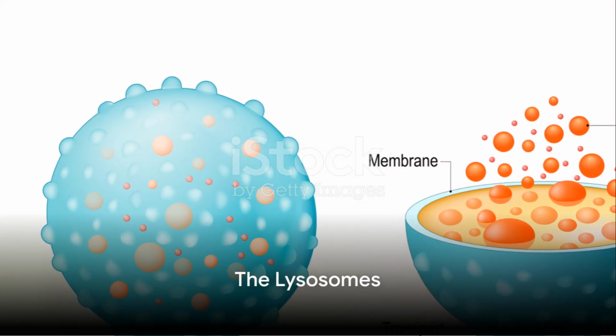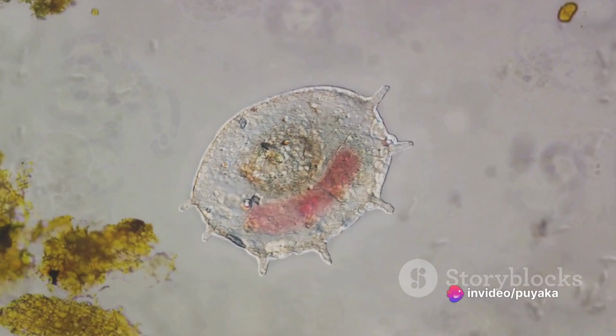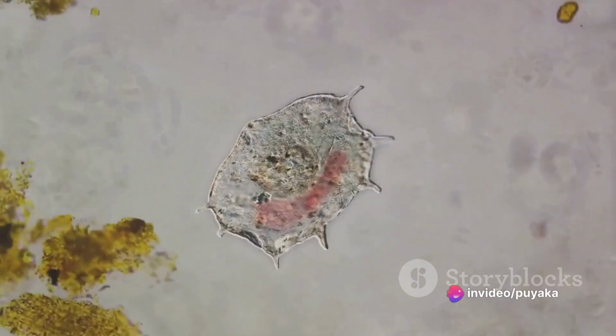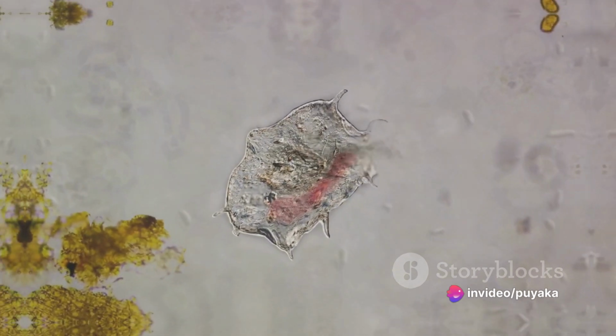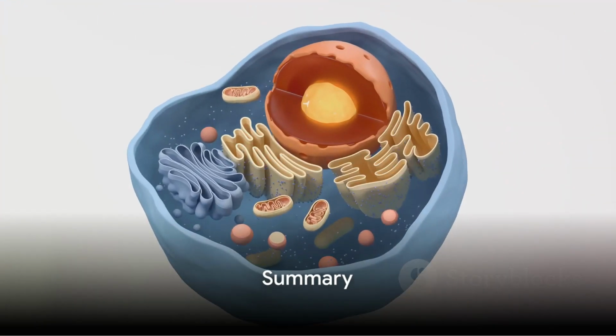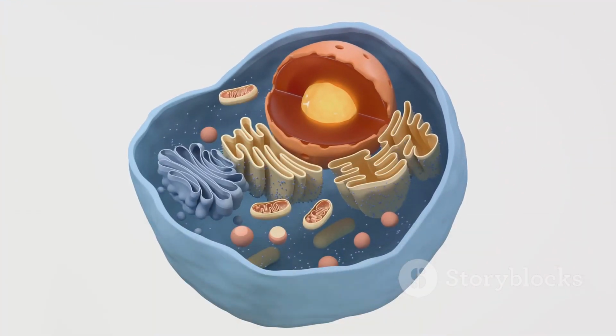Finally, the lysosomes. Think of them as the city's waste disposal system. They contain enzymes that break down waste materials and cellular debris. In summary, a cell is like a mini city, with each component playing a crucial role.